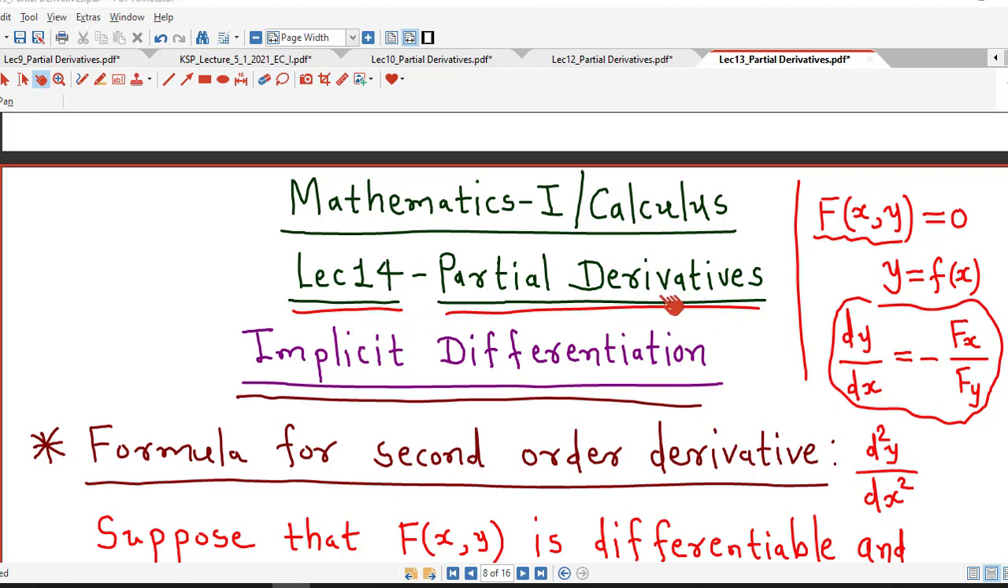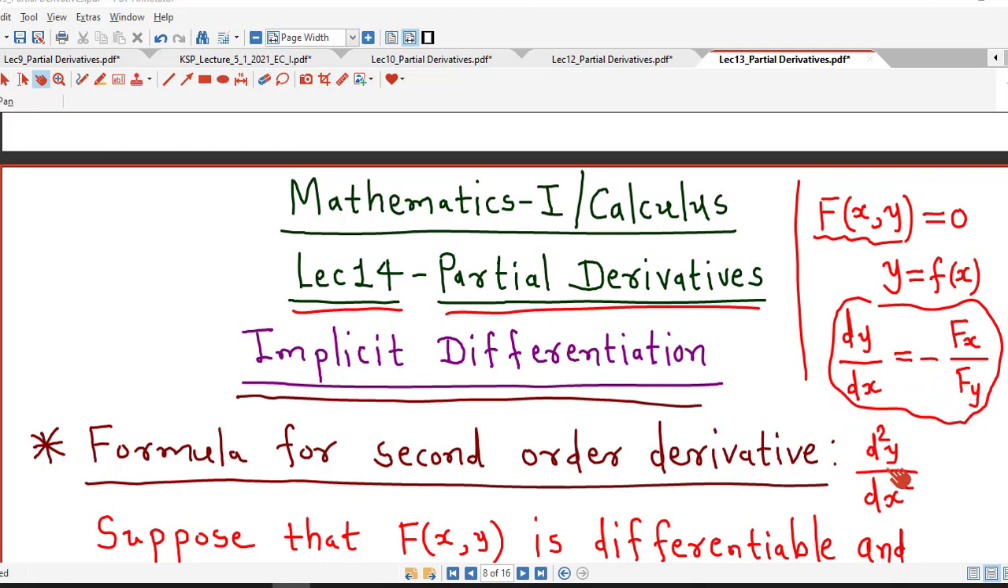In the previous lecture we discussed how to find the derivative of y with respect to x if y is implicitly given as a function of x with the relationship F of x, y equal to 0, and we have seen this formula for the first order derivative of y with respect to x, which is minus the partial derivative of this function capital F with respect to x over del f by del y.